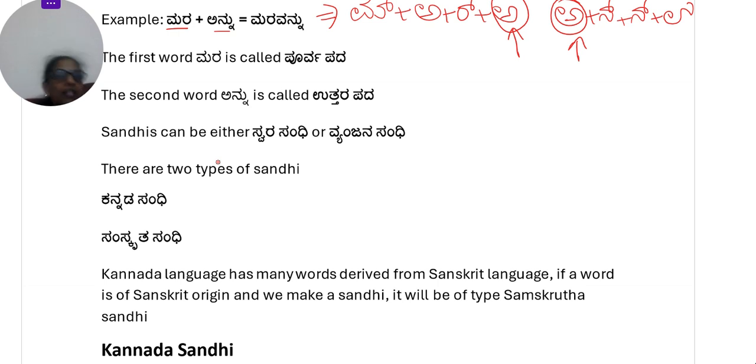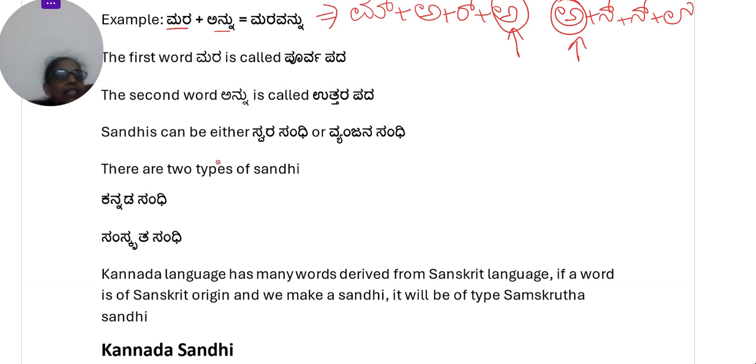Now, what is Samskrita Sandhi? So, Kannada has derived many words from Sanskrit. Sanskrit language, it has derived many words. So if we are trying to join such words, like for example the word Suryodaya.